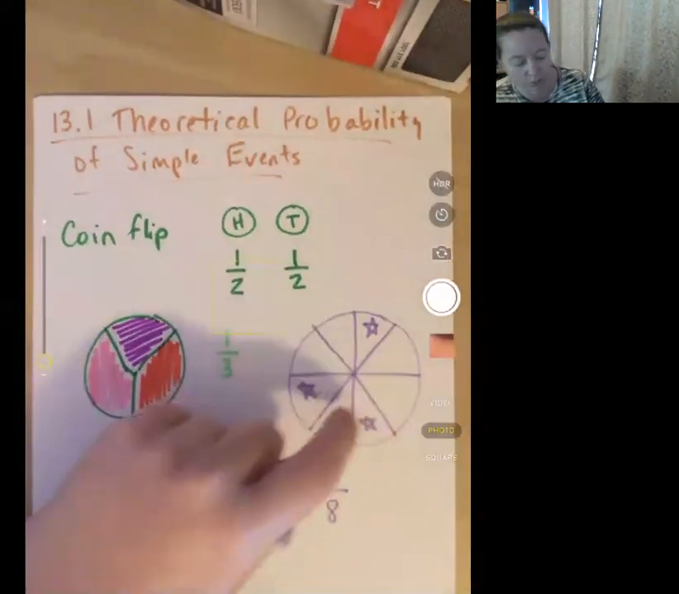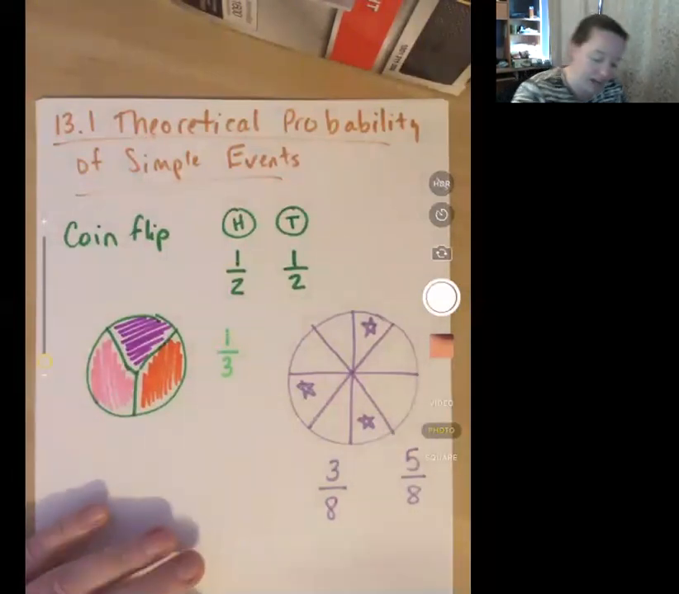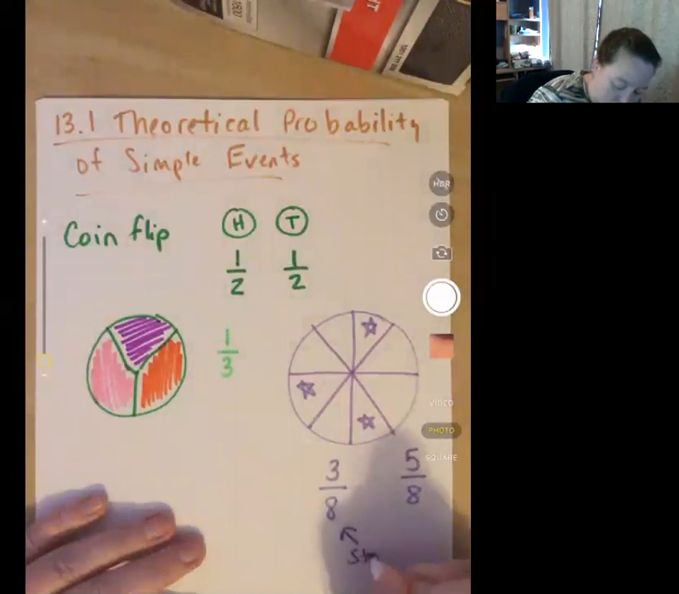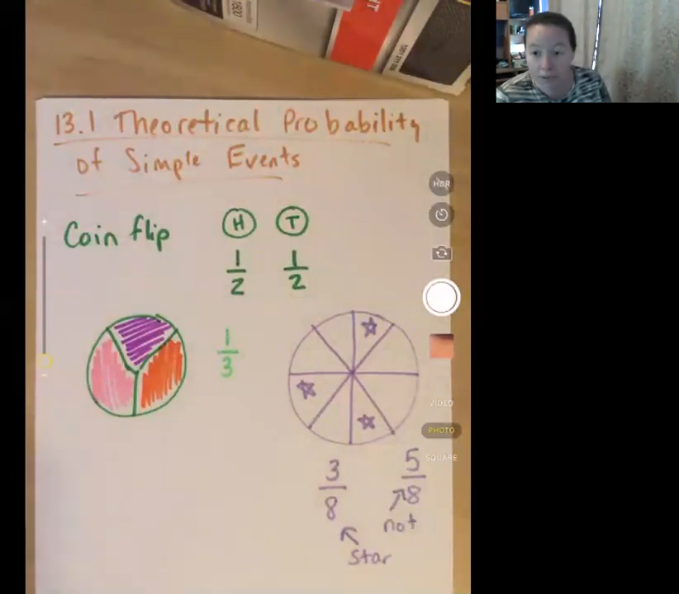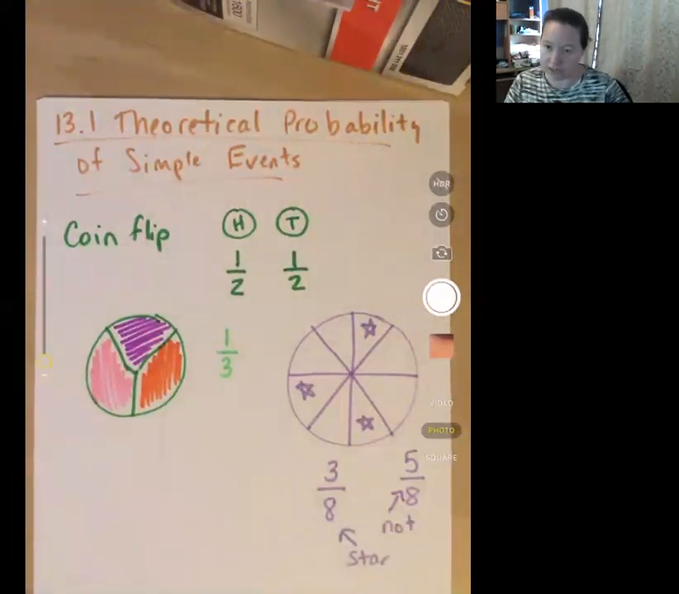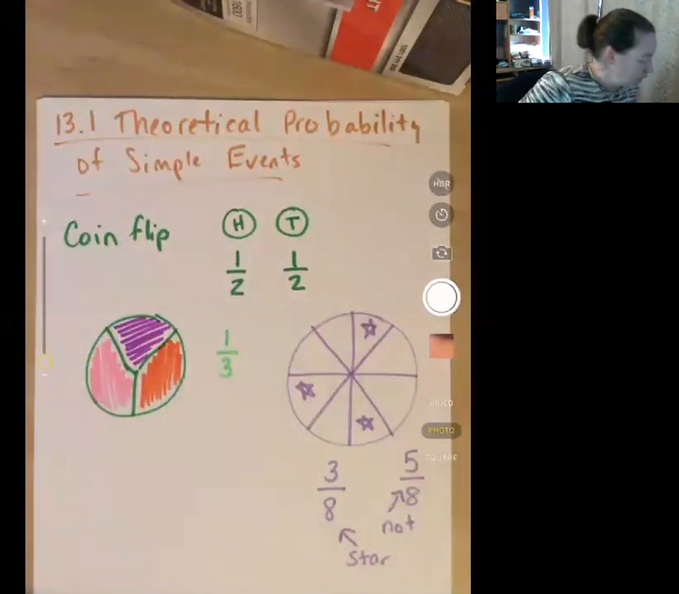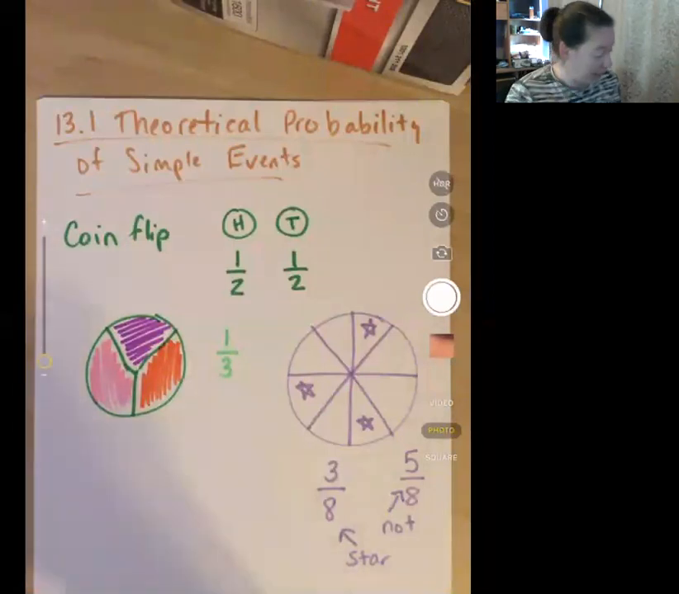1, 2, 3, 4, 5 out of 8. 5/8 is my probability of not. So this is a star. This is not. Okay? So I have a higher chance, a higher probability of not landing on a star than I do of landing on a star. Does that make sense to you? This is how we actually write this out. Okay? So let me see if there's anything else that I need to give you notes on. I don't think there is.